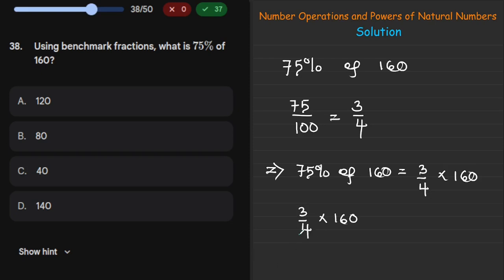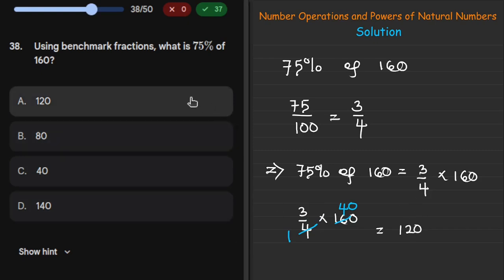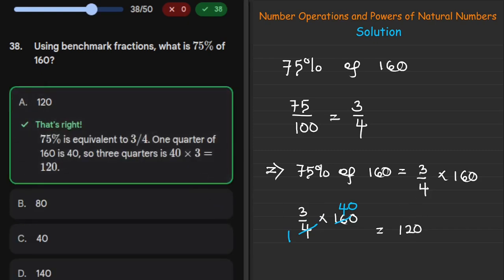For 3/4 of 160, what do we see? 4 divides itself once, and it divides 16 4. So into 160, 40. Then we have 40 times 3, which then gives us what? 120. So our answer is A, right here.